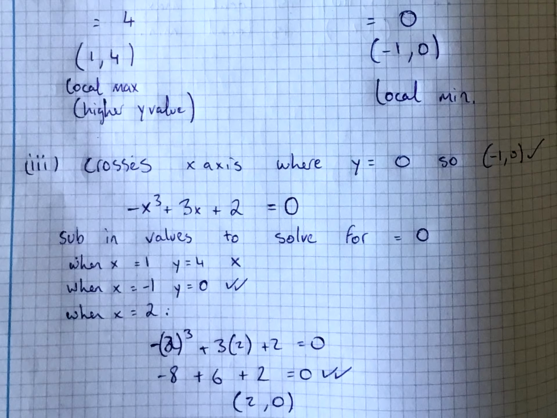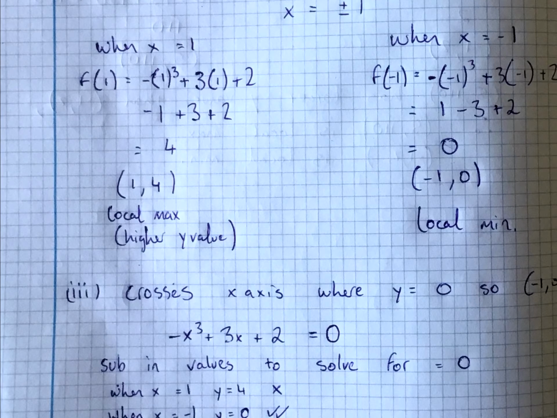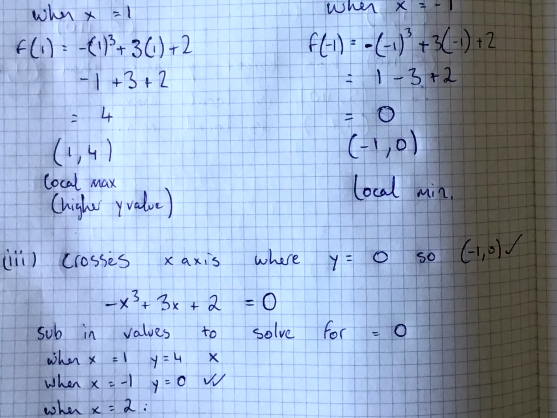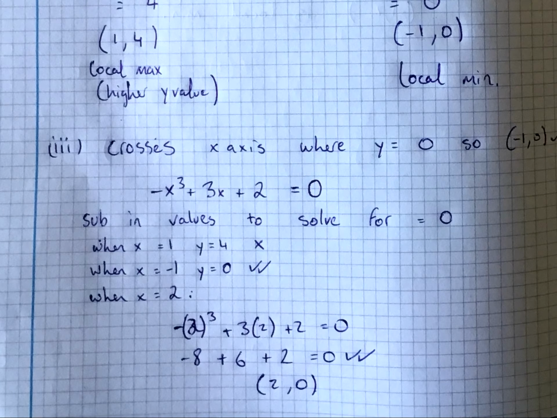Now, what I've done: when x is equal to 1, you can see that up here for my local maximum, y was equal to 4. So that's not correct because I want y to be equal to 0. When x was equal to minus 1, y was equal to 0, like in my local min. So then I've gone and subbed in 2. You can see what I've done there: sub in 1, sub in minus 1, sub in 2, sub in minus 2. Now, generally, if you're asked a question like this, you'd be asked to substitute in those values, but you wouldn't be expected to do many of those.